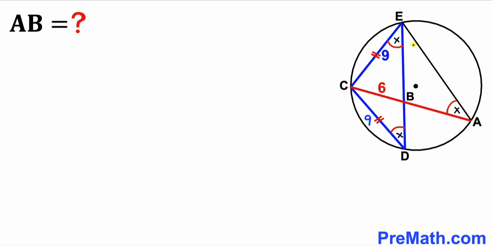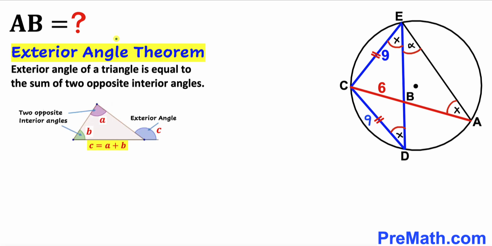Let me call this angle AEB. This angle I'm going to call alpha. And now let's recall the exterior angle theorem. According to this theorem, the exterior angle of a triangle is equal to the sum of the two opposite interior angles, as you can see in this given diagram. Here this C is our exterior angle, and that is going to be equal to these two opposite interior angles A and B, such that C equals A plus B.